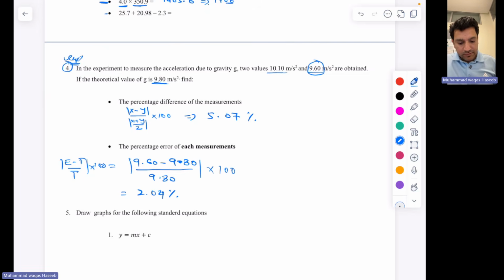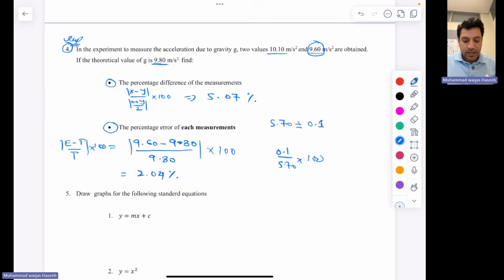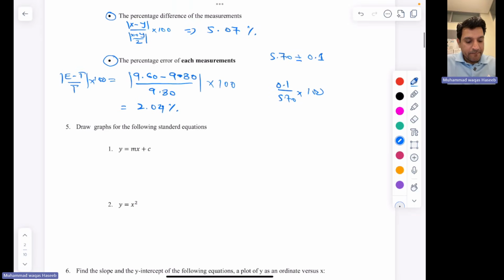Okay, so you need to calculate the percentage difference of the measurement and the percentage error. So error can be calculated, for example, 5.70 plus or minus 0.1 is given, and you need to calculate the percentage error or percentage uncertainty, which is 0.1 divided by 5.7 multiplied by 100. Okay, this is how you get it.